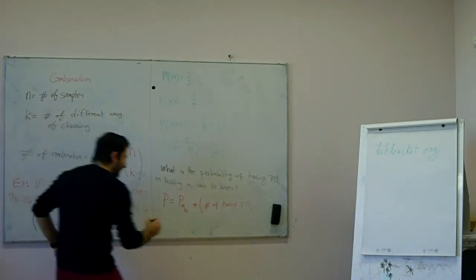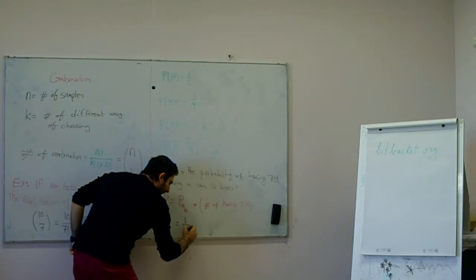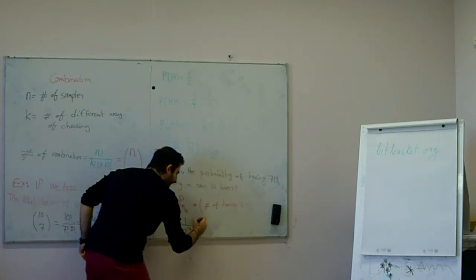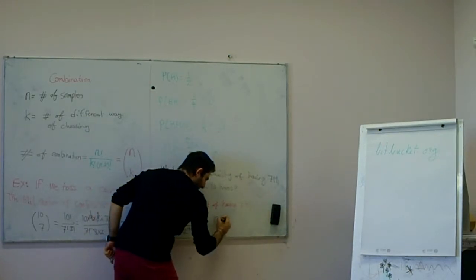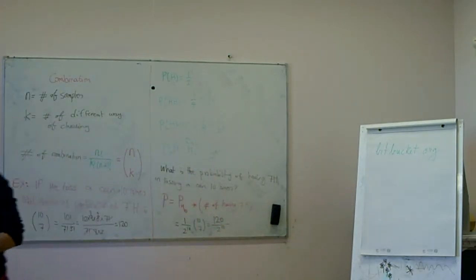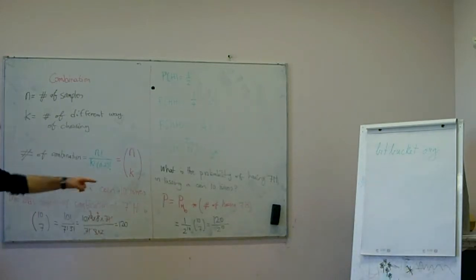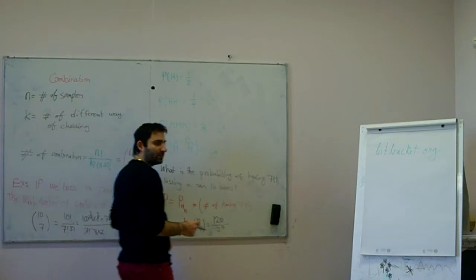So it will be 1 over 2 to the power 10 multiplied by combination of 10 and 7. It is 120 divided by 2 to the power 10. What is 2 to the power 10 if you have a calculator? And 120 divided by that is 0.117.